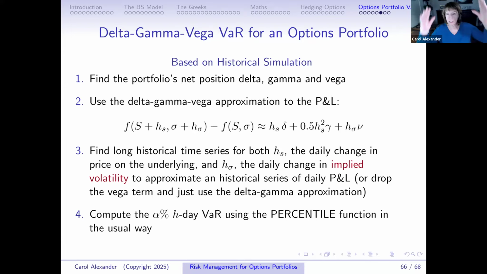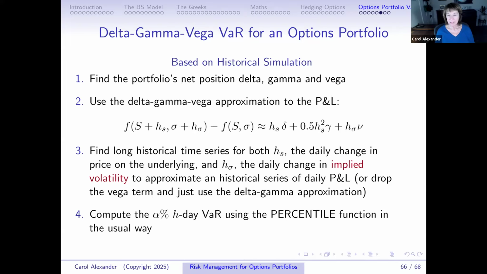And we get a whole time series of historical changes in the underlying, say the portfolio is all options on S&P 500. So we just take the S&P 500 daily changes, and each one would be an HS, which we put in there. And on the same day, we'd have to take the change in implied volatility, and that is quite difficult to get.